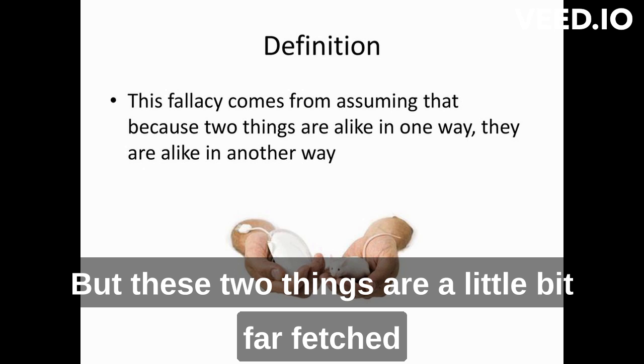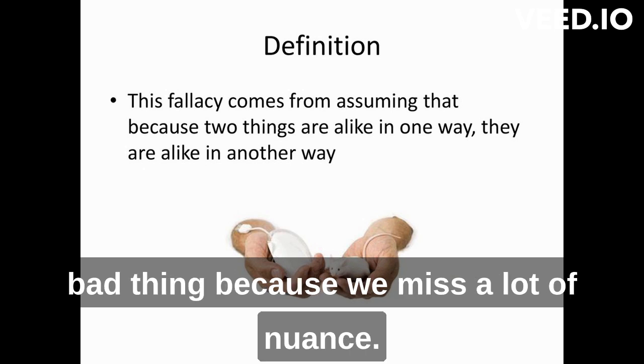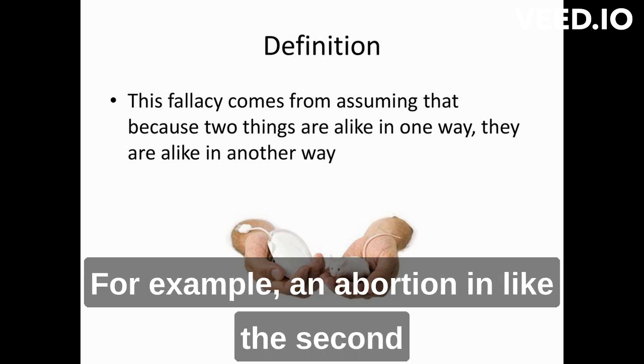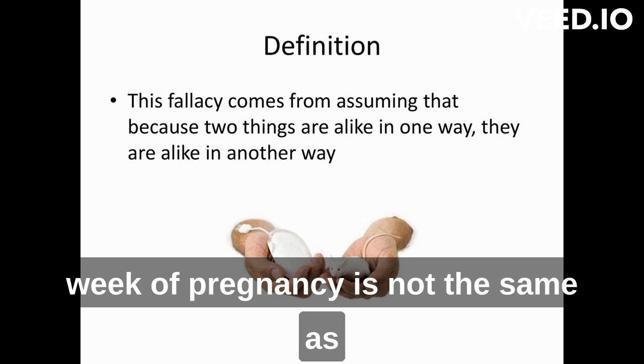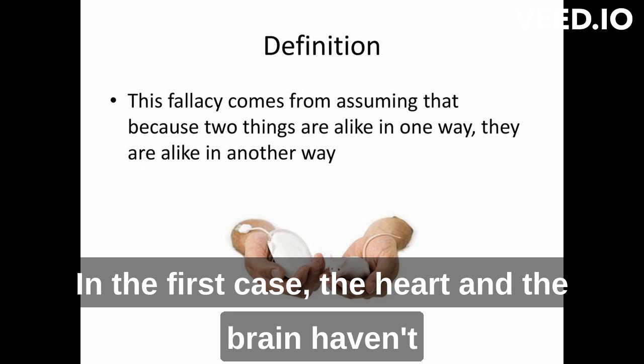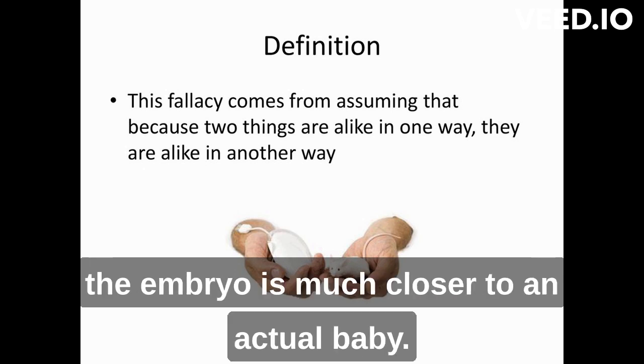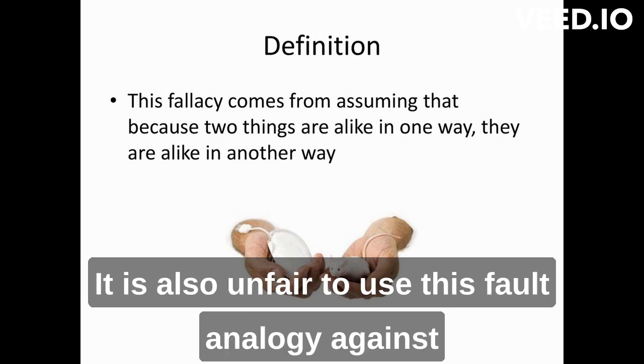Comparing these two things is a little bit far-fetched and it is an absolute statement, which is usually a bad thing because we miss a lot of nuance. For example, an abortion in the second week of pregnancy is not the same as an abortion in the second trimester of pregnancy. In the first case, the heart and the brain haven't even developed, while in the second case they have, and the embryo is much closer to an actual baby. It is also unfair to use this faulty analogy against a woman that might be putting her life in grave danger during pregnancy, or a woman who was forced upon.